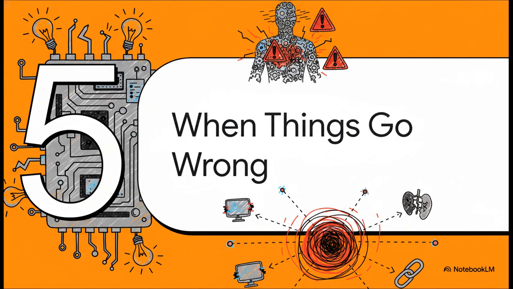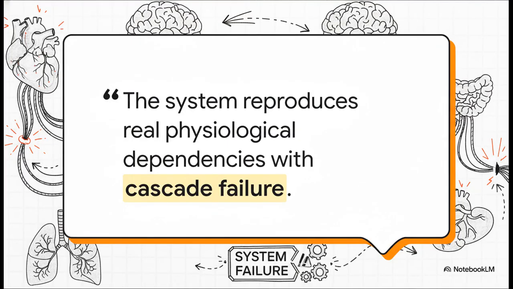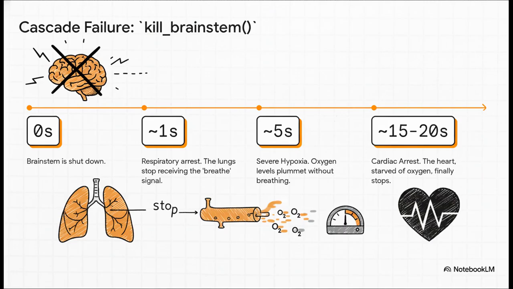But let's be honest. The real purpose of a simulation like this isn't just to model a healthy body. It's to model a crisis. And that is where this thing becomes an incredibly powerful training tool. The project's own documentation really highlights its most important feature, something called cascade failure. And it's exactly what it sounds like. Just like in a real body, if one critical part fails, the whole system can unravel in a predictable and frankly terrifying chain reaction. Let's actually watch this happen.